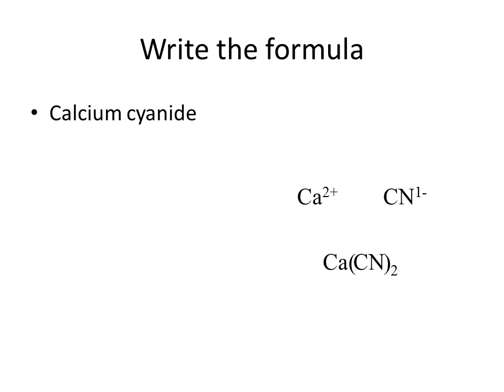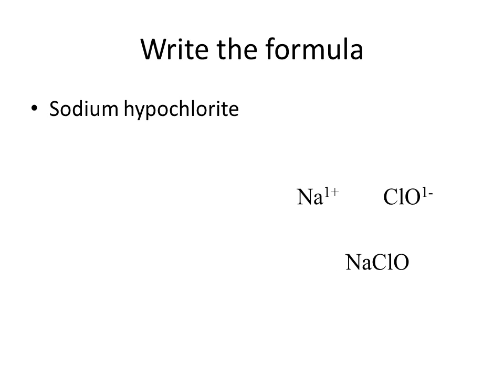Calcium cyanide. Calcium has a +2 charge. Cyanide has a -1 charge. That means you'll have to have 2 cyanides. So you put a parenthesis around the cyanide and a subscript 2. Sodium has a +1 charge. Hypochlorite is 1 chlorine and 1 oxygen with a -1 charge overall. Each of them have a +1 or a -1 charge, a charge of 1, so they are charge balanced when they're written together.